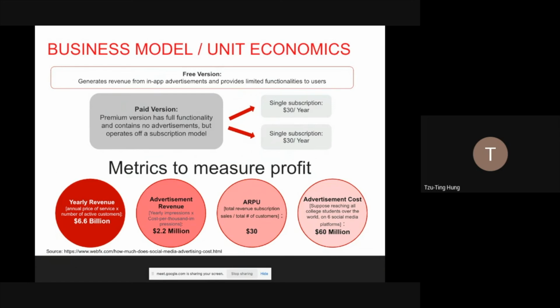And the last one is the advertisement cost. Since in the beginning, we may have to advertise our product on several social media to get more users to see and take a look at our product. So we plan to spend $16 million on different social media like Facebook, LinkedIn, and Instagram.